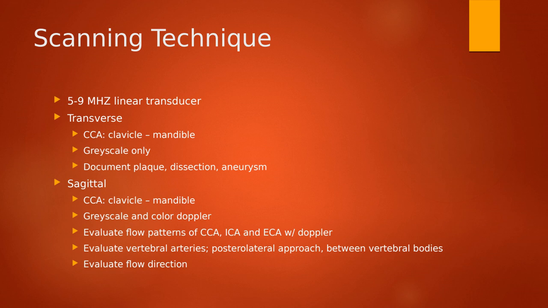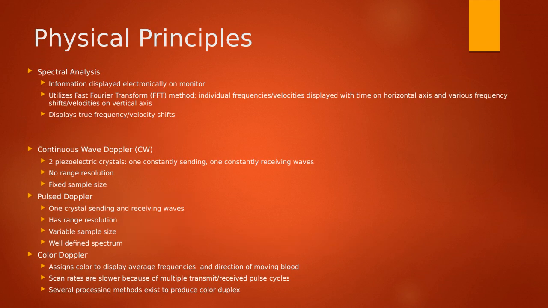We're looking in color, grayscale, and Doppler. We're doing velocity measurements with the PSV and EDV, and we're looking for any kind of abnormal flow directions. We're also evaluating the vertebral arteries in sagittal, so we'll see what those look like as well.